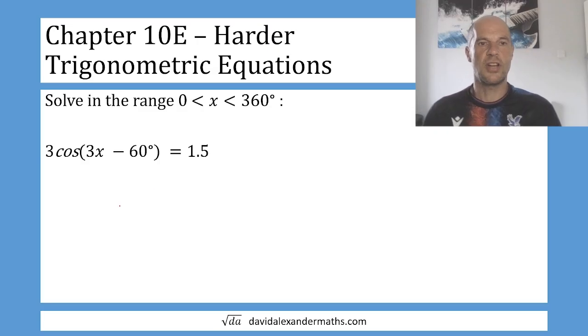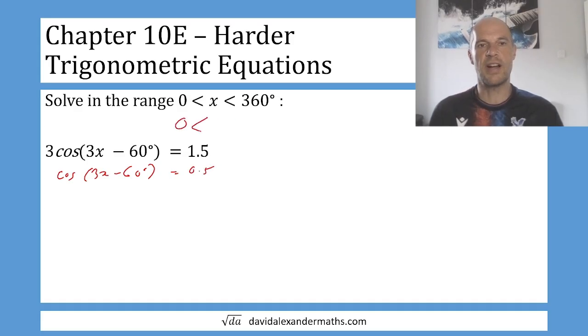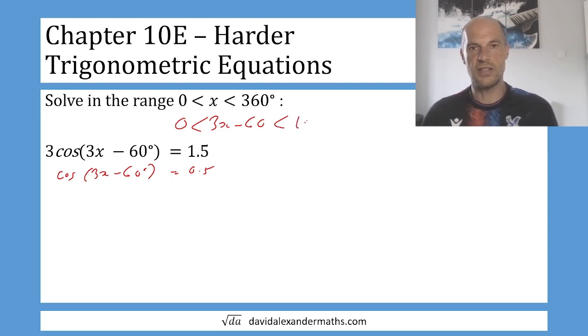Okay, right, let's have a look at another one. So 3 cos of this stuff is 1.5. Therefore the cos of 3x minus 60 is 1.5 over 3, so 0.5. Let's think about our range. If x is between 0 and 360, then 3x minus 60 is going to be 3 times 360 take away 60, so 1020. So we're looking for solutions for the 3x minus 60 to not exceed 1020.